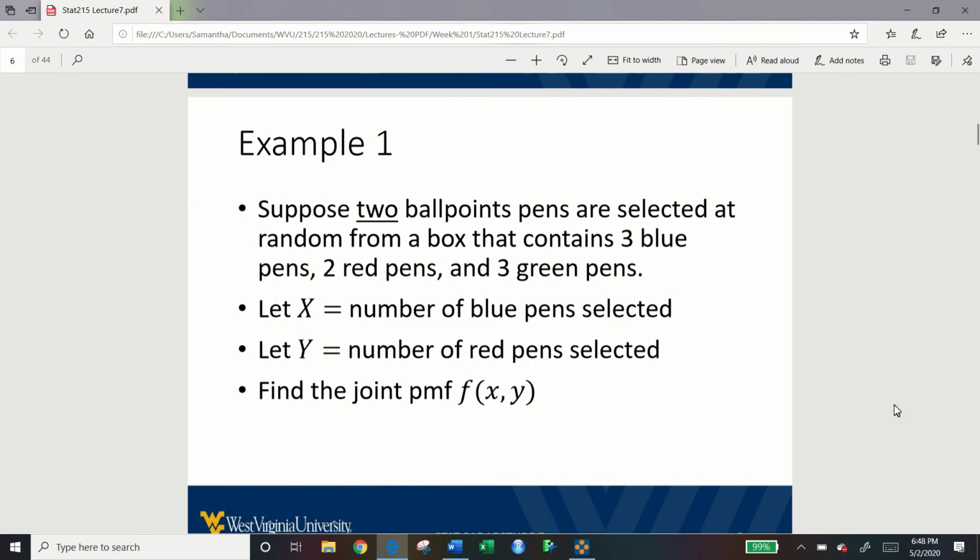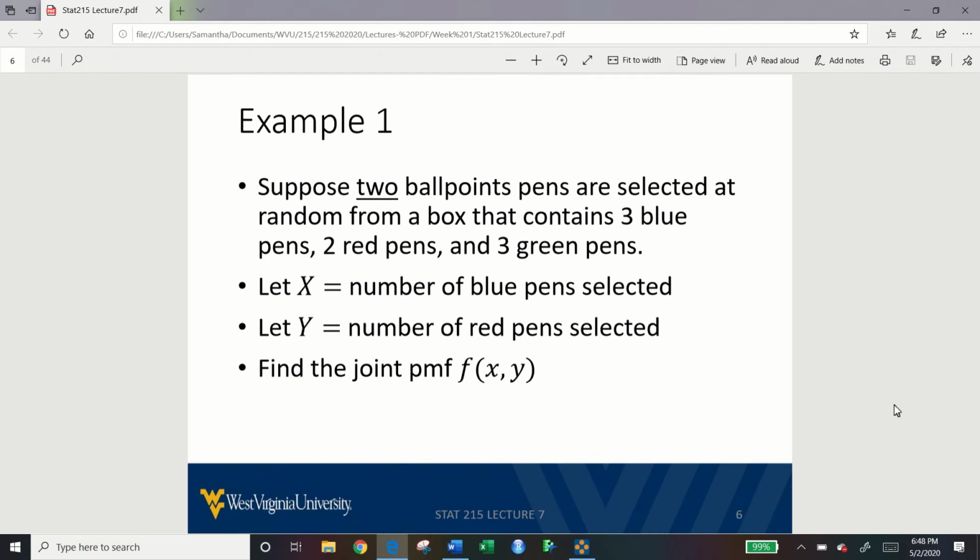Now that we've looked at the theory, let's start looking at an example. Suppose 2 ballpoint pens are selected at random from a box that contains 3 blue pens, 2 red pens, and 3 green pens. Let x equal the number of blue pens selected. Let y equal the number of red pens selected. We are now going to try to find the joint PMF f of x comma y.